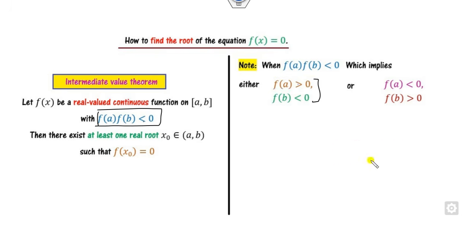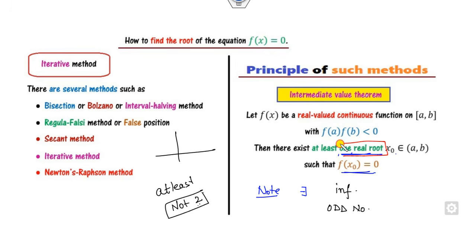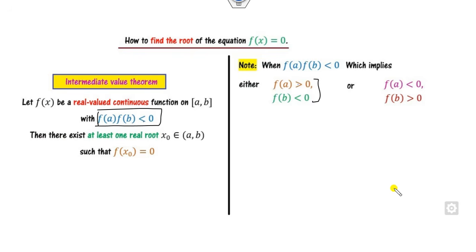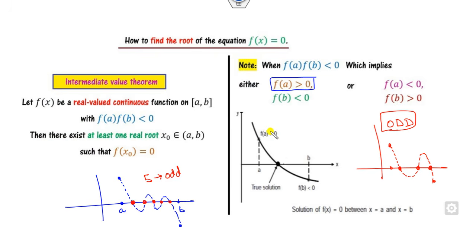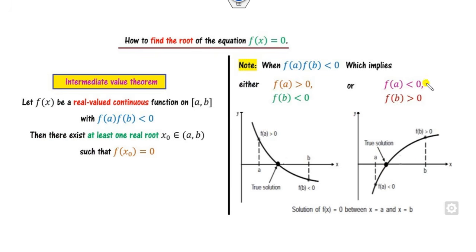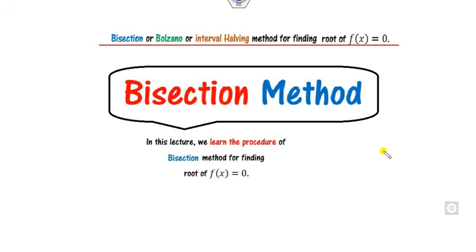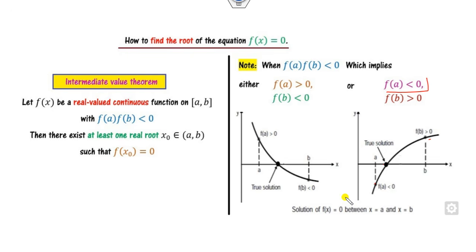So that's why I'm here talking about at least one root, always an odd number of roots. So now once you have this, either this case or if this is a negative, then you have to start from here, and this is called the root of the equation. Now the question arises: how can we find this exact root of the equation?